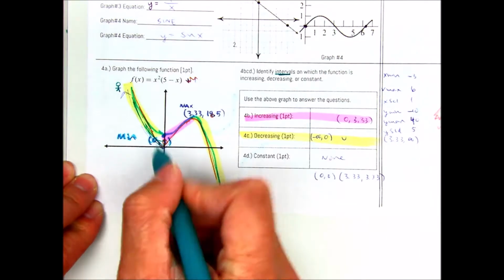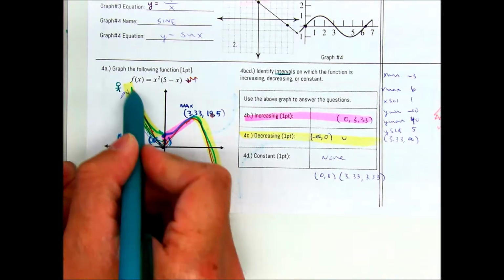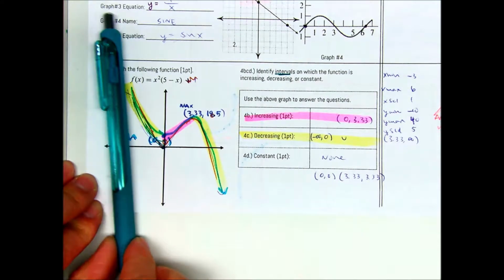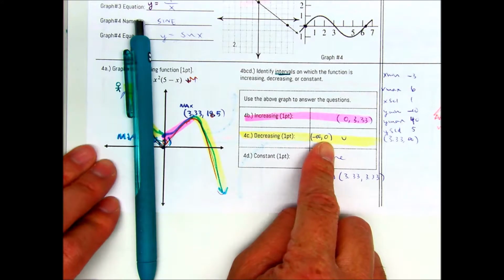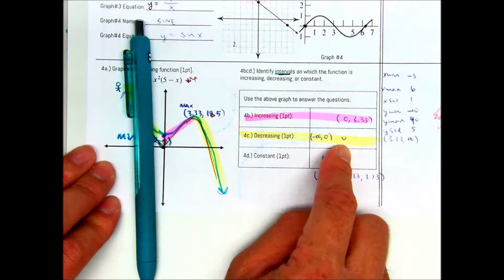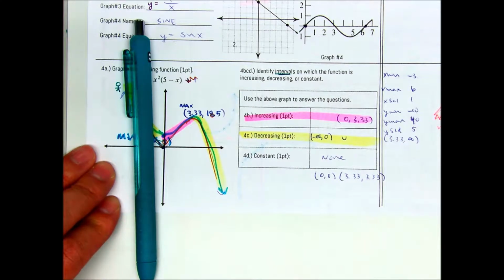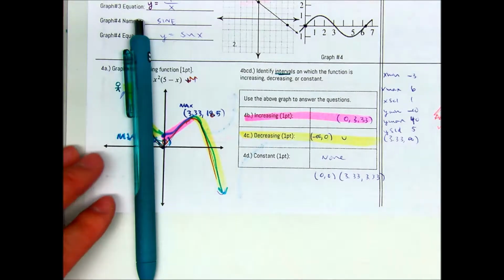So that would be decreasing from negative infinity to 0. And you're actually going to stop at 0. And remember, we don't include 0, that's why it's a parentheses. And then it's actually increasing.